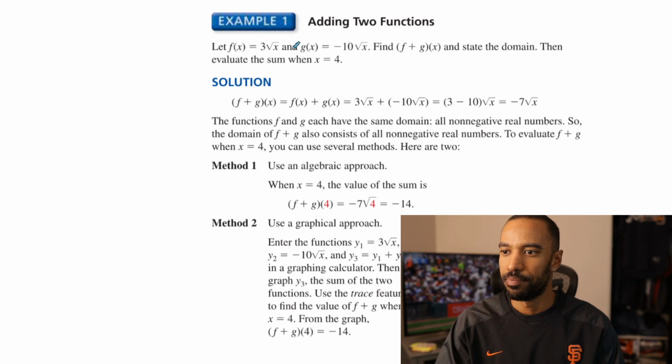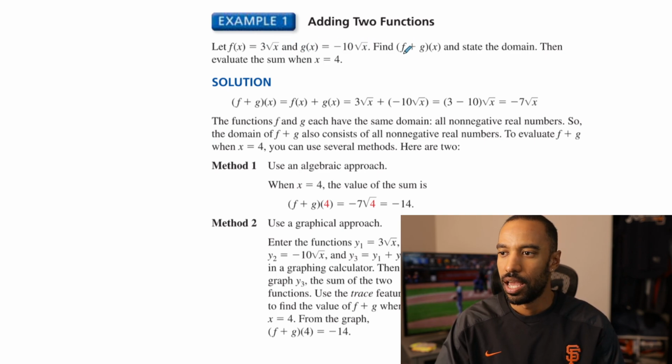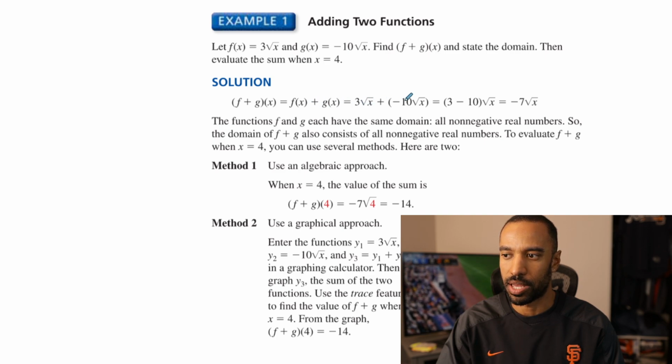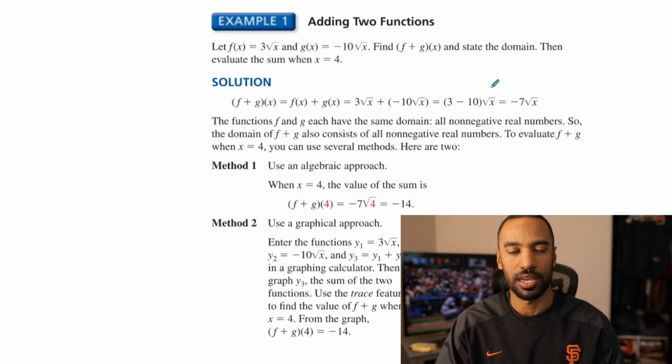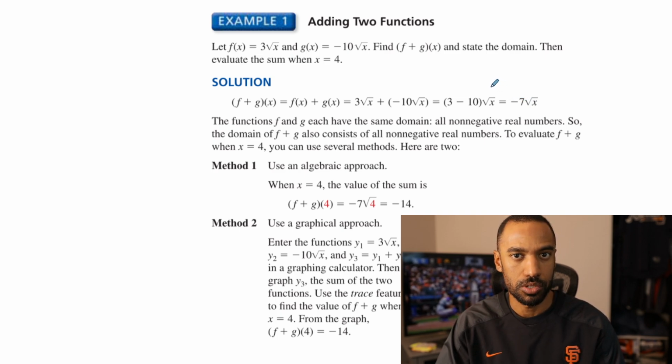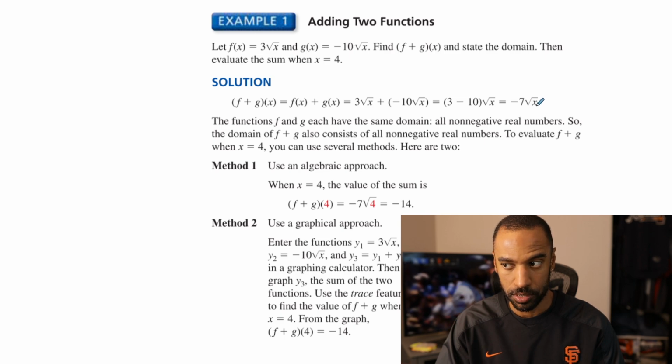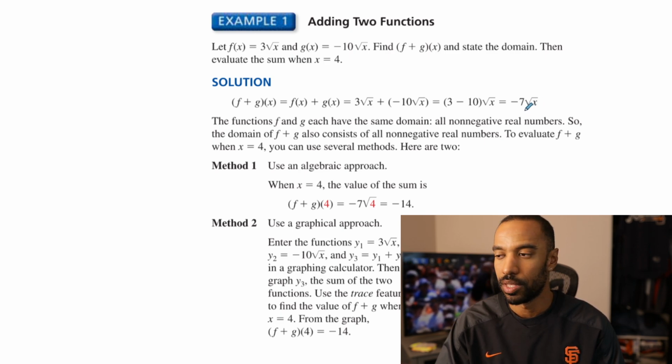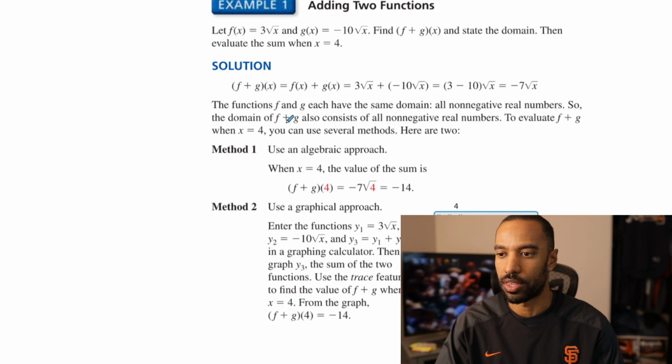All right, adding two functions. Here's another example. Here's f of x, here's g of x. They're both radicals, radical expressions. They said find f plus g of x and state the domain. Then evaluate the sum when x equals 4. So f plus g of x, they combine like terms, this plus that. They get negative 7 root x. The domain is x is greater than or equal to 0. That's allowed for square roots, right? It depends on your kind of function. They're both square roots, so x is greater than or equal to 0.